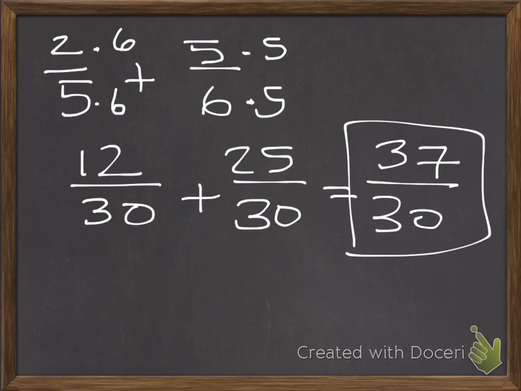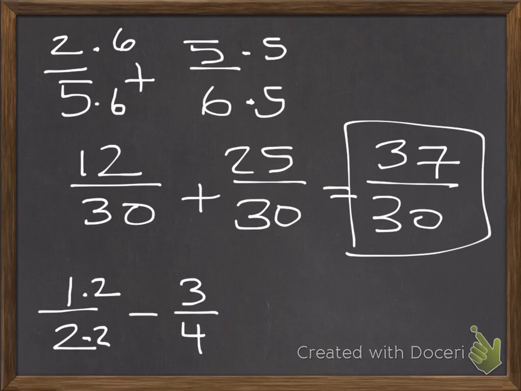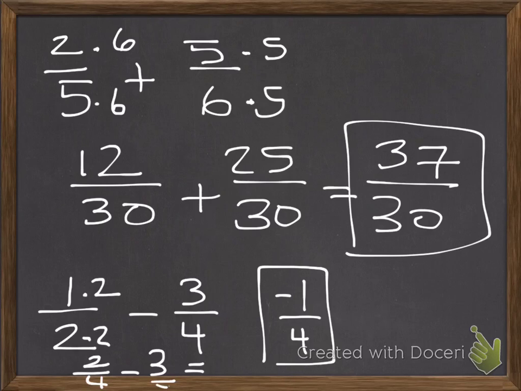The next one, subtracting. We also need common denominators here. We could have a common denominator of 4. So that means we change the first one to have a common denominator of 4, which gives us 2/4 minus 3/4. So we take the numerators, subtract, and keep the 4th as the denominator. So negative 1/4 is our answer.